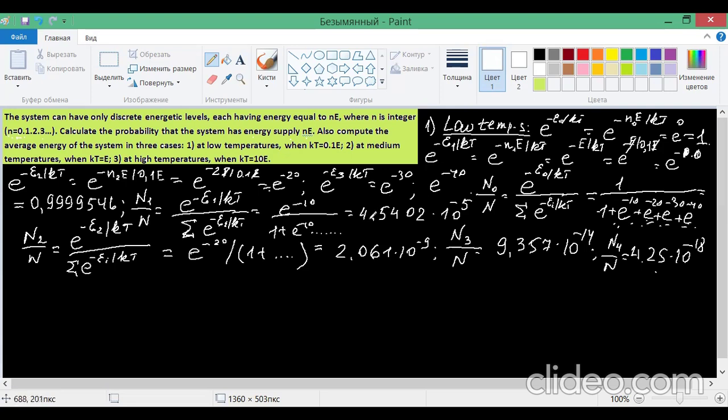Okay, and now we're proceeding to the next question, which is to calculate the average energy of the system at low temperatures. Let's do that. So the formula is like this: the average. The symbol of average in physics is this one. The average energy at temperature T is equal to the sum of products epsilon_i, which stands for the energy of each of the energetic levels, times the energy level population N_i over N.